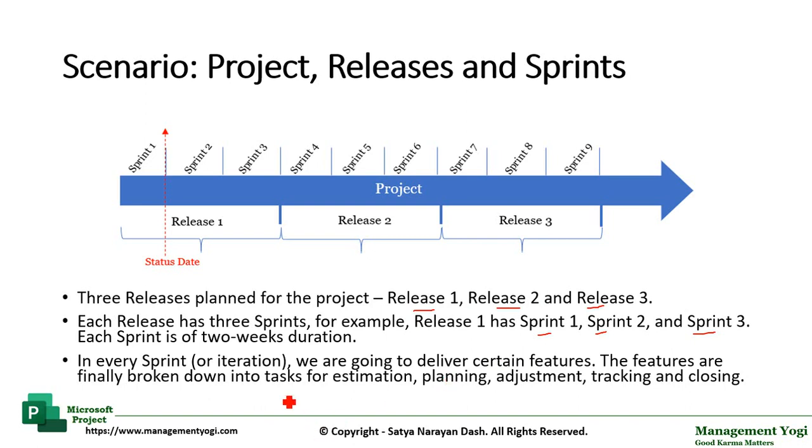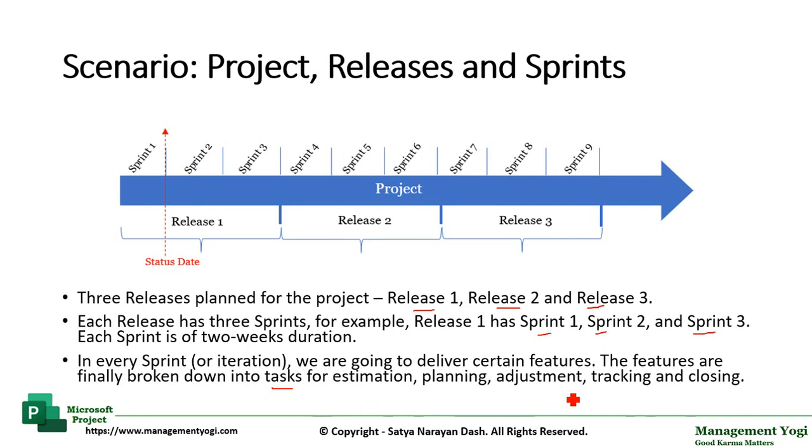In every sprint or iteration, we are going to deliver certain features. After all, that is what we do in Agile. We deliver within a short time frame. And these features will be delivered in the form of an increment. The features are finally broken down into tasks for estimation, planning, adjustment, tracking, and closing. This distinction is important. You are delivering the features to your client who may be internal or external.